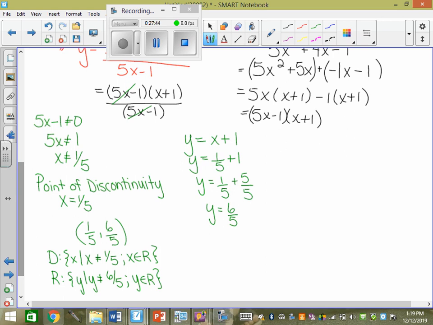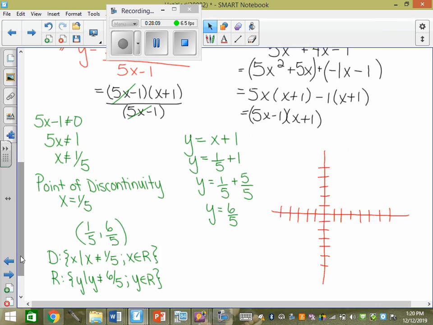Okay. If I went to draw the graph, I would draw the graph of x plus 1, but I would have an open dot at 1/5 and 6/5. So when I go to draw this graph, I go plus 1, which is my y-intercept, and then I go up 1 over 1. And I can go in the other direction, down 1, left 1. And then I have a line like this.